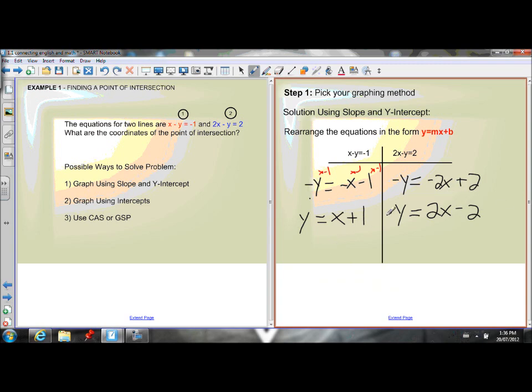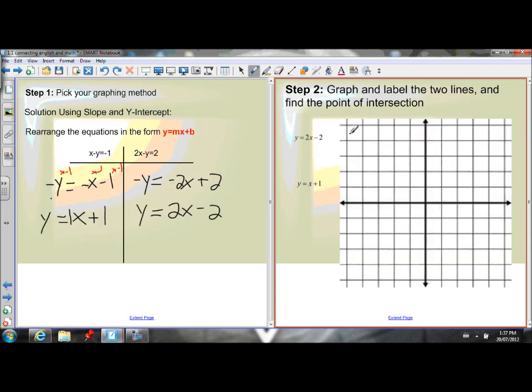Now we can graph them using our slopes and y-intercepts. Don't forget, if you don't see a number in front of the x, there is an invisible 1 there. That x is being multiplied by 1. So the coefficient of the x is a 1 if you don't see anything there. So let's graph these.